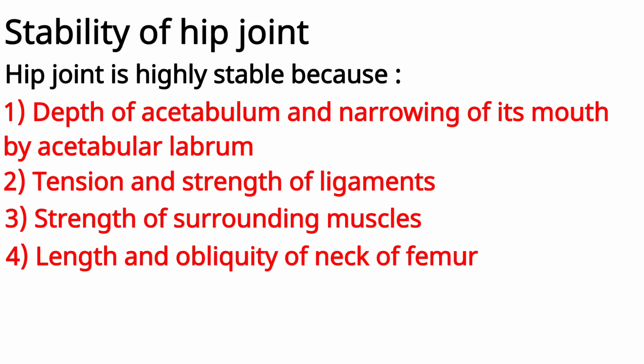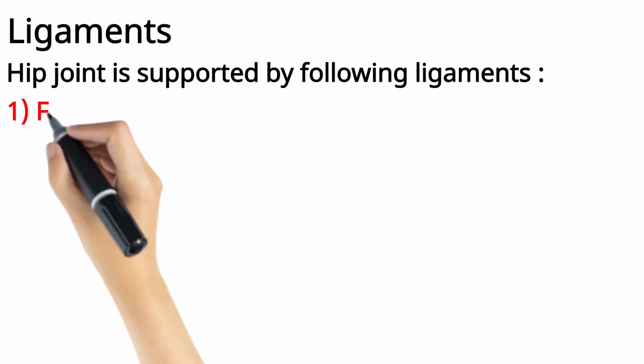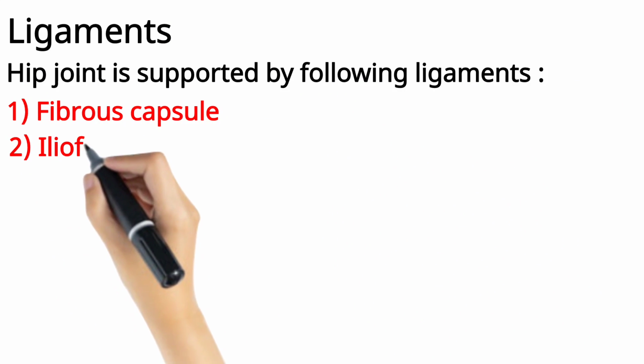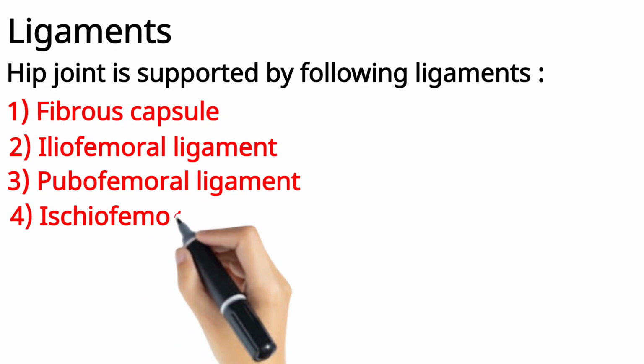Okay, so coming to why is the hip joint so stable? The first point here is the acetabulum, which is formed in the hip bone, is actually pretty deep, and its depth is increased by the acetabular labrum, which covers the total circumference of the acetabulum. And the second point is that the ligaments provide a lot of stability to the hip joint, and the hip joint has many ligaments.